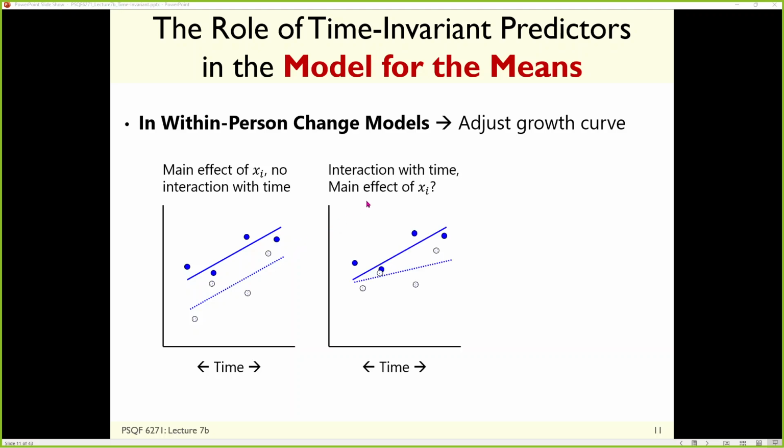If you add in an interaction with time, then the role of that interaction term is to change the time slope. So high people grow more than low people on X. Now the rest of this, I have main effect of X, question mark. Why do you think I have a question mark?